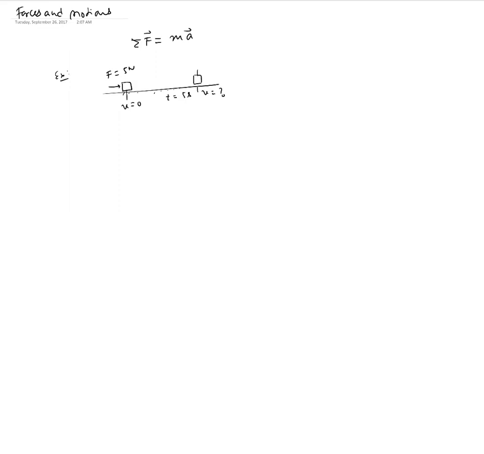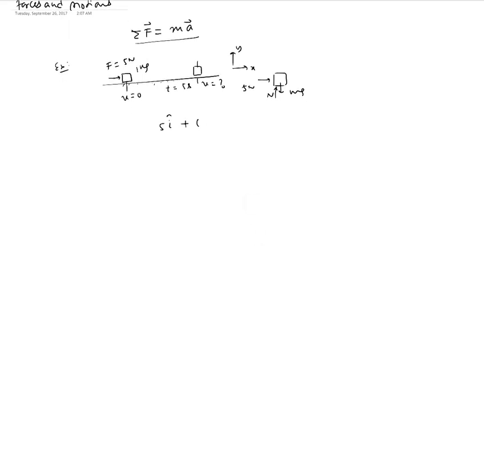We can definitely use this equation in this case, sigma F equal to ma. So let's write our coordinate system, x and y. We have 5 i hat, that's positive. Let's neglect the friction in this case. So we have to draw the free body diagram. We have the 5 newton force, and we have the weight. Let's say the mass is 1 kilogram, so the weight will be m times g. And we have the normal reaction, and we're neglecting friction. So 5 i hat plus (n minus mg) j hat equals mass times acceleration.